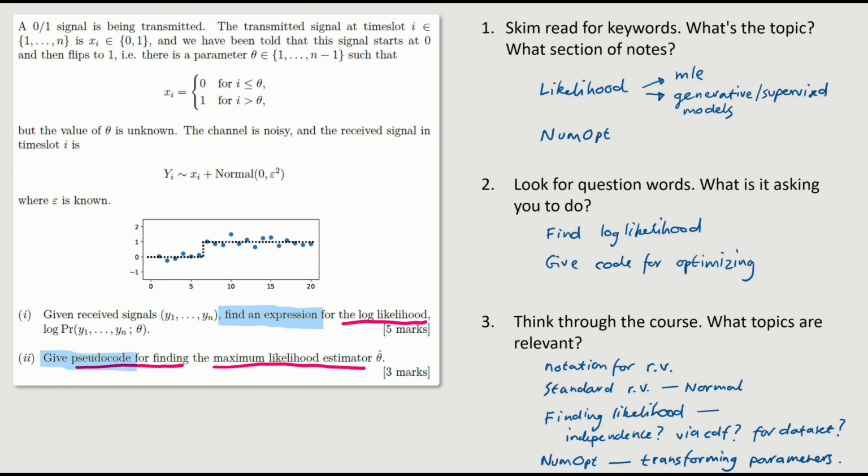What were the tricks we used there? We talked about independence. We talked about deriving the likelihood from the CDF. We talked about the likelihood of a data set. Then the section of the notes on numerical optimization, what did we cover there? We covered how to use the SciPy function to optimize, and mainly we covered how to transform parameters to make your question optimizable. So these are the sorts of things that should be floating around in my head before I actually get started.